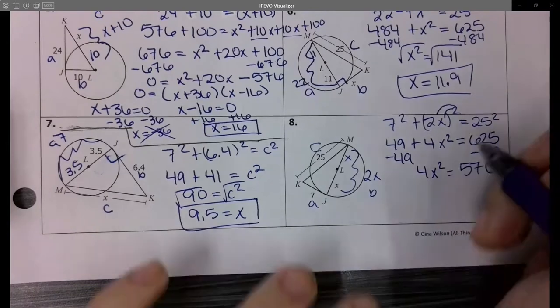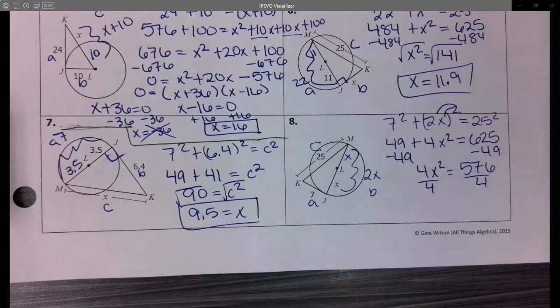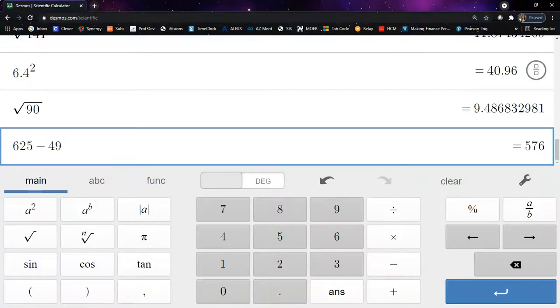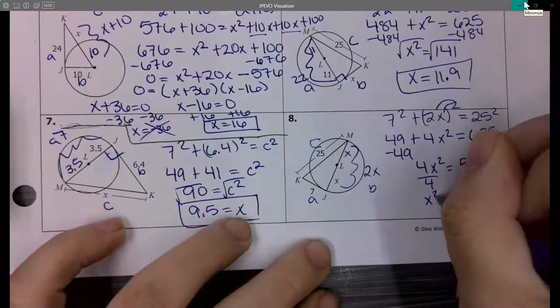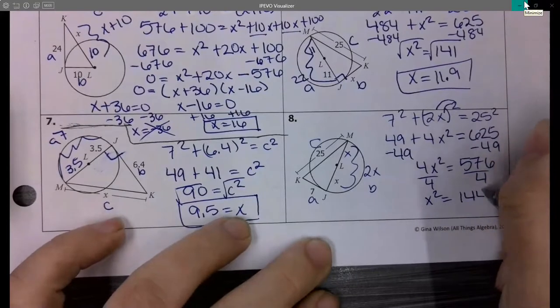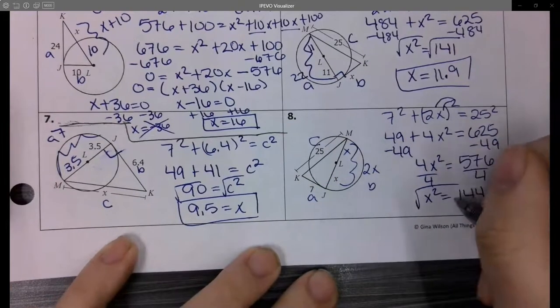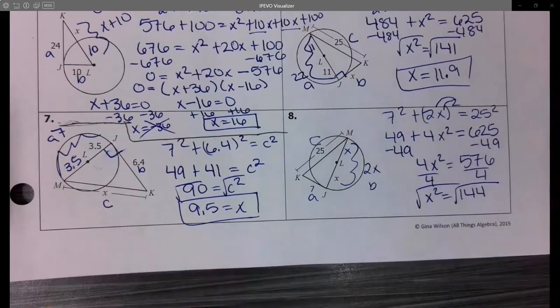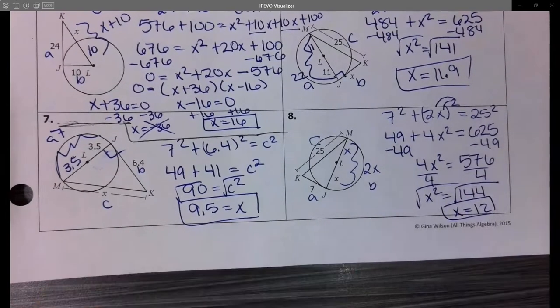Then I want to go ahead and divide both sides by 4, which gets me 144. Then I can square root both sides. Does anyone know the square root of 144? 12. Questions here on number 8?